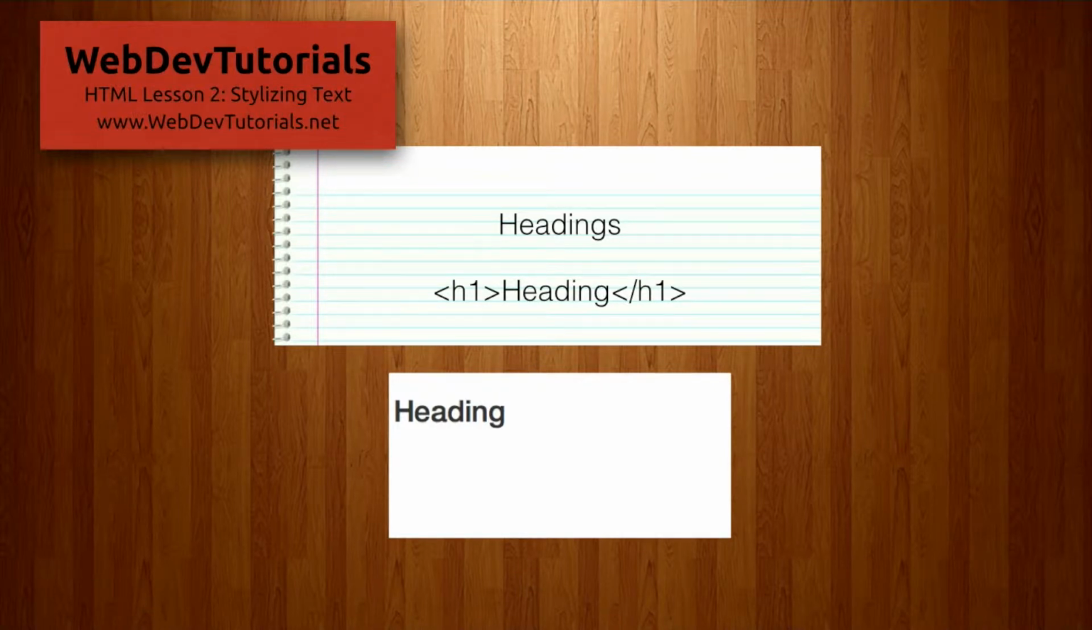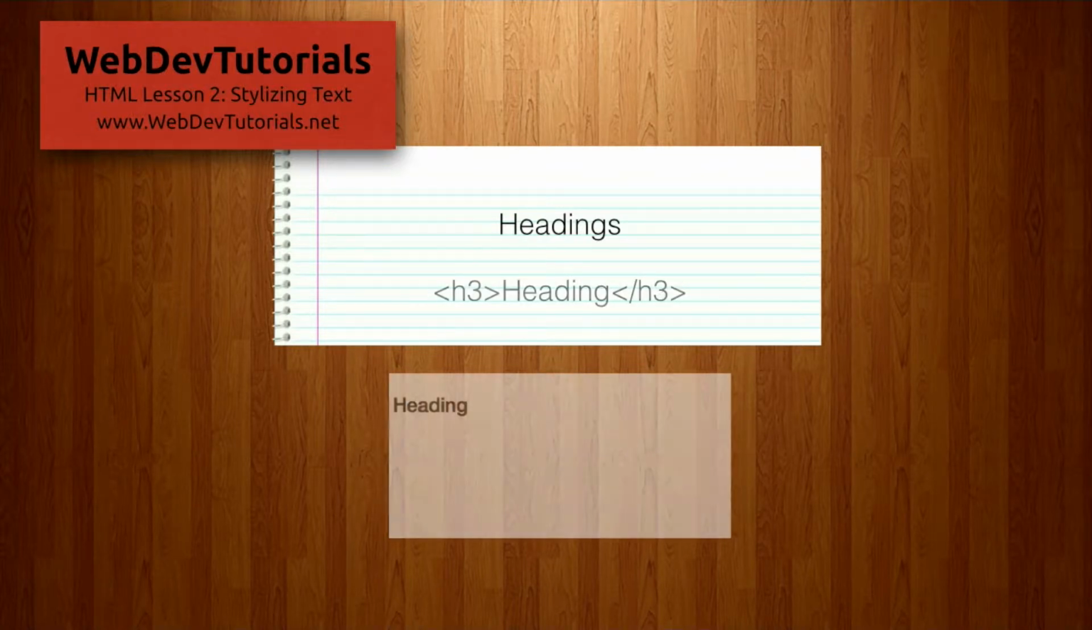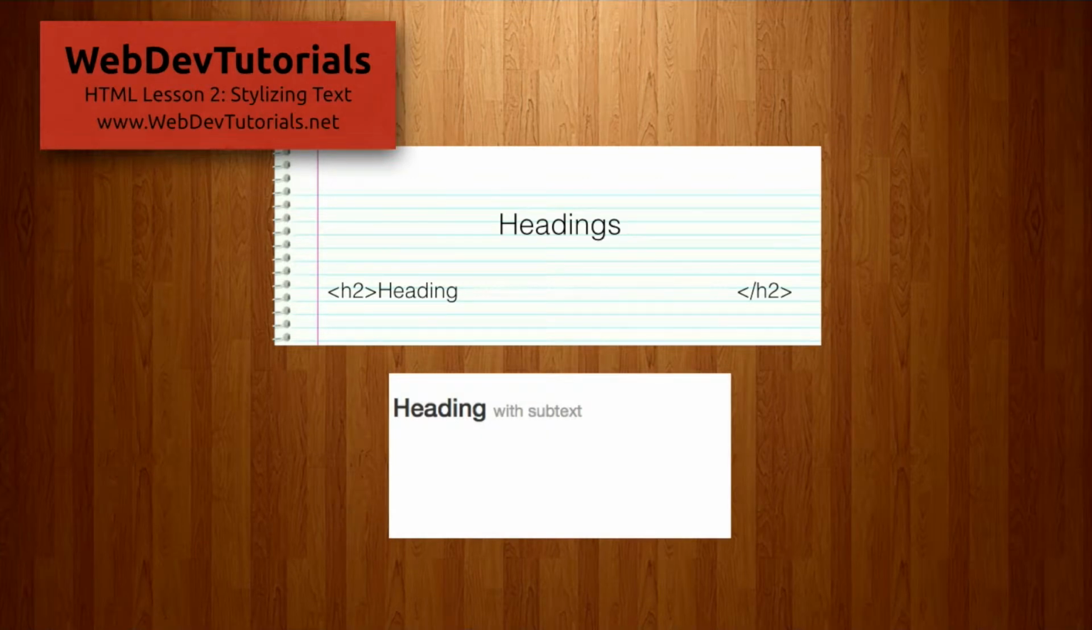We can use the H1 tag down through the H6 tag to display headings. The H1 tag will display the largest text, while the H6 tag is merely a small subtitle. You can put secondary text next to the heading by putting the secondary text in a small tag.